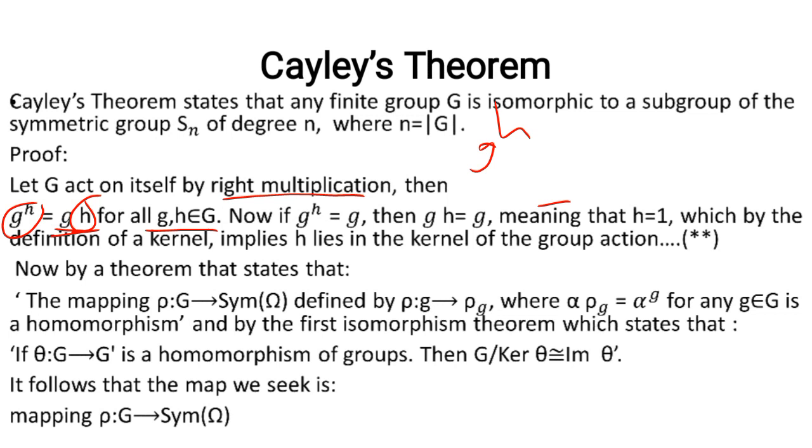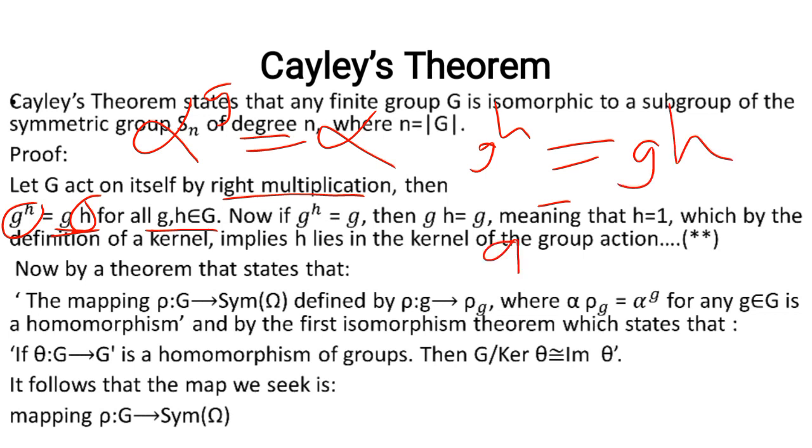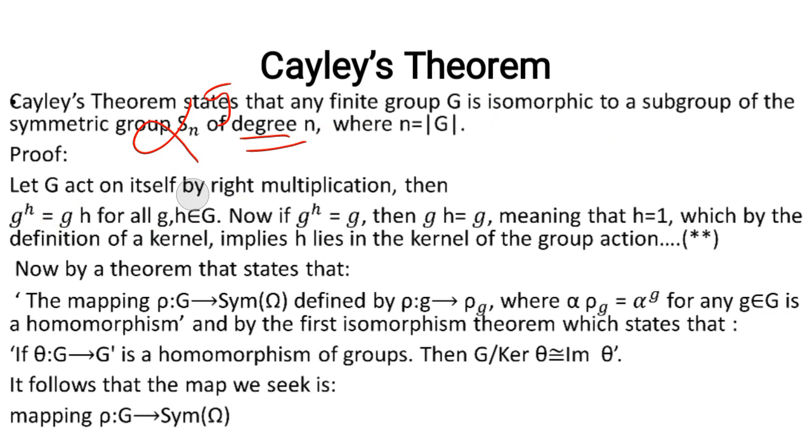Now, by the concept we had for the group action, g acting on itself by right multiplication means we'll have something like this. Now, if it turns out that g with h acting on G gives us g again, what does that mean? It means that something happened to the value of h. It's not there anymore. It means h goes to 1.